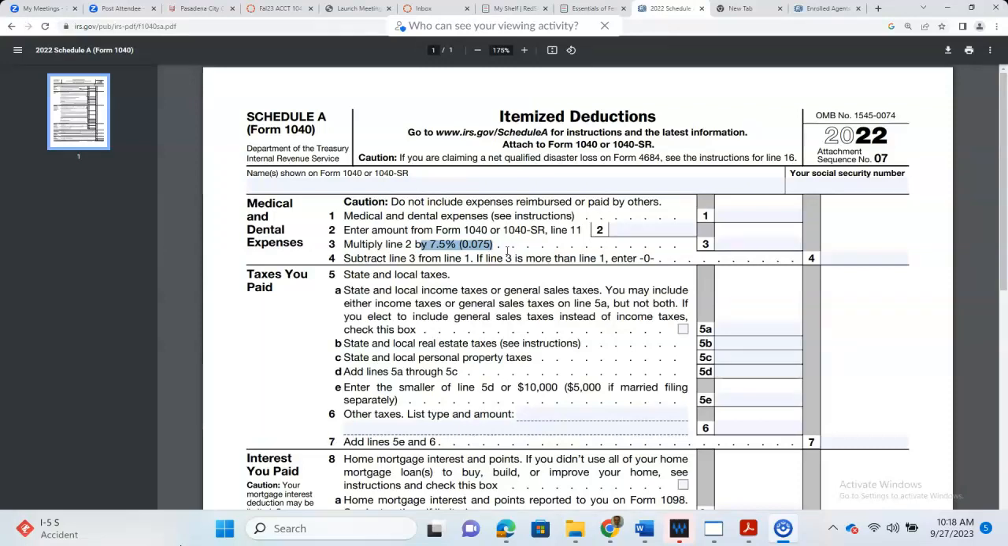So if you have $100,000 AGI, your medical expenses should be more than $7,500 in order to get something in box 4 on the right-hand side. It includes all medical expenses, dental expenses, vision, glasses. It does not include Tylenol or over-the-counter types of medications, but only prescribed medications.